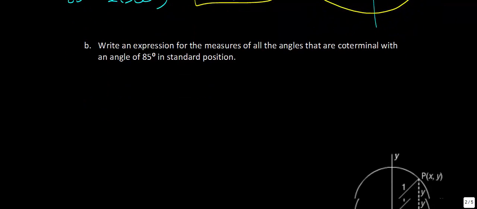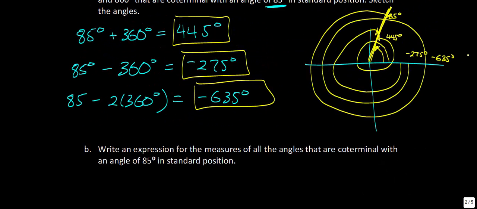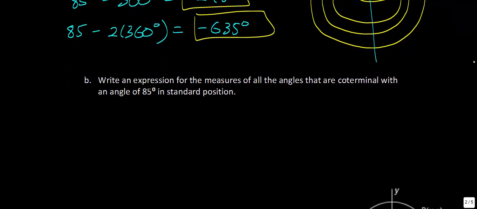Finally, B here says, write an expression for the measures of all the angles that are coterminal with an angle of 85 degrees in standard position. So again, this is really straightforward, and this is basically what I had just done up here when I was showing you that it's just successive multiples of 360 degrees. All we would do is take our first angle, 85 degrees, and add k times 360 degrees, just like so.